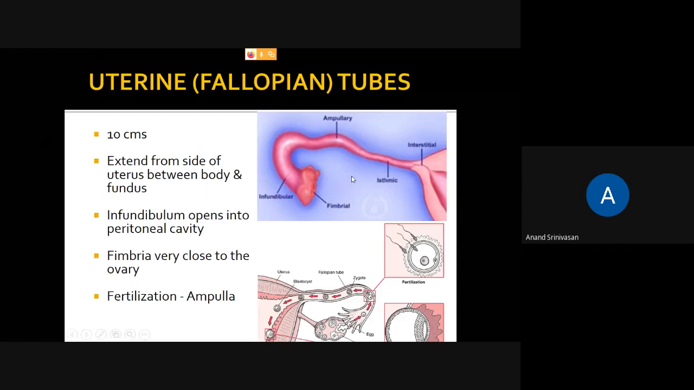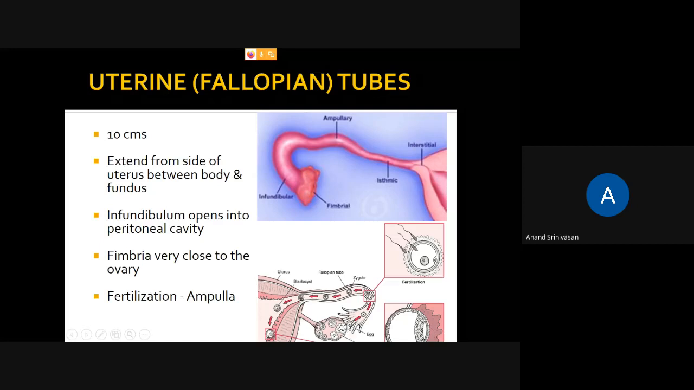So it is extending from the side of the uterus, between the body and fundus. I will tell you what is the body and fundus of the uterus. It opens into the peritoneal cavity. It's not directly attached to the ovary. There is a small gap between the ovary and the uterine tubes. You can see that there is a small gap between the ovary and the fallopian tube.